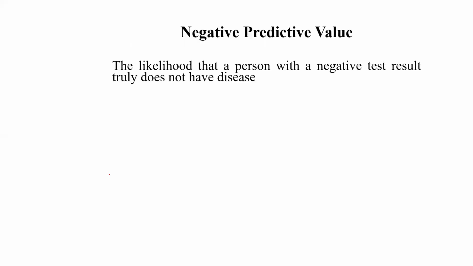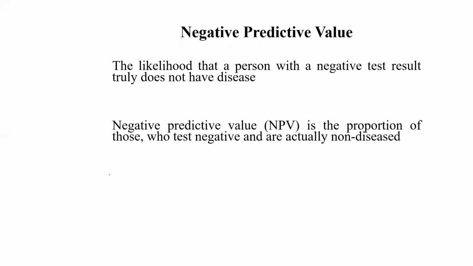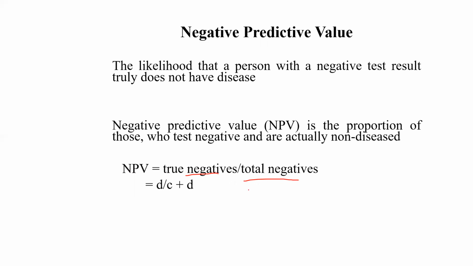And negative predictive value is the likelihood that a person with a negative test result truly does not have the disease. Negative predictive value is the proportion of those who test negative and are actually non-diseased. So negative predictive value is true negatives divided by total negatives in the 2 cross 2 contingency table. We can calculate it as D divided by C plus D. So this is about positive predictive value and negative predictive value.